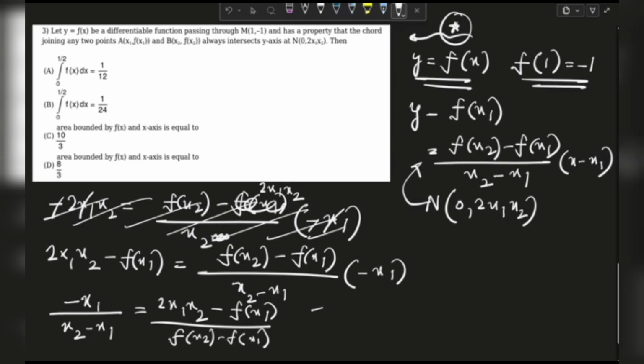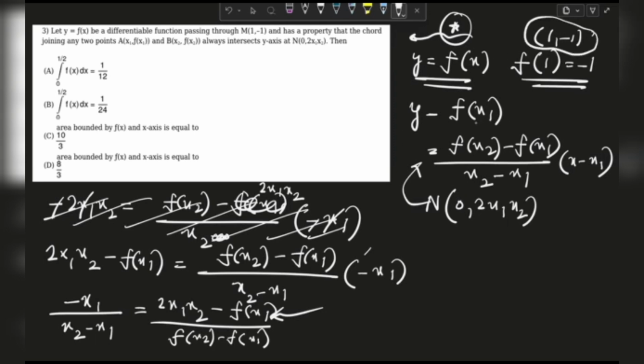This step is not a mandatory step. I just did this because in the previous step it was becoming clumsy and I was making mistakes. Although if you can directly substitute in that step, there is no problem. I just did this for some clarity. Okay, so now if we put on the point, f of 1 equal to minus 1, basically we put (1, -1) on this.